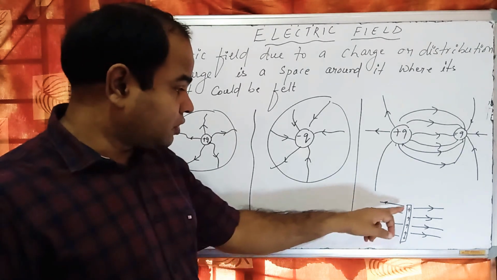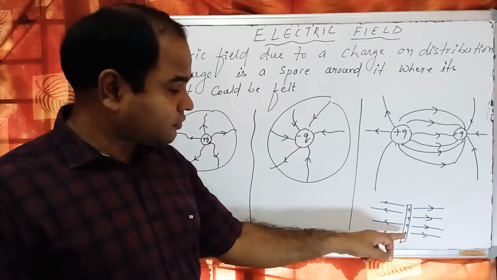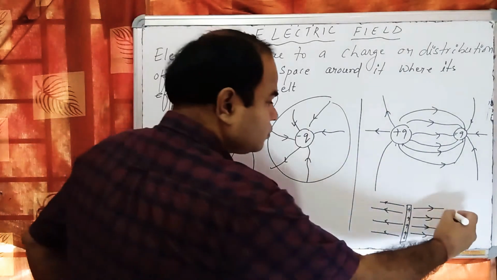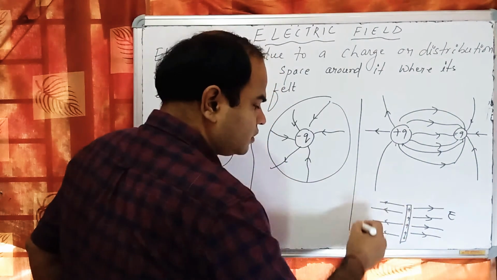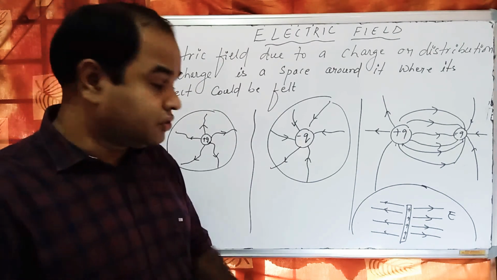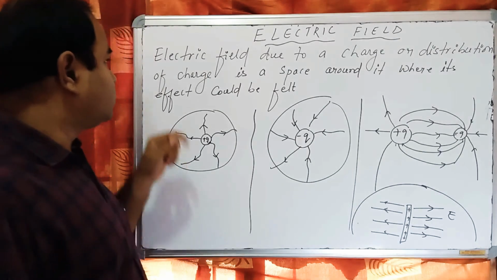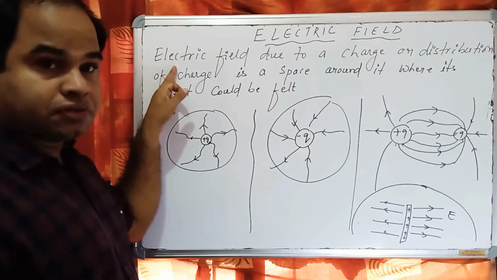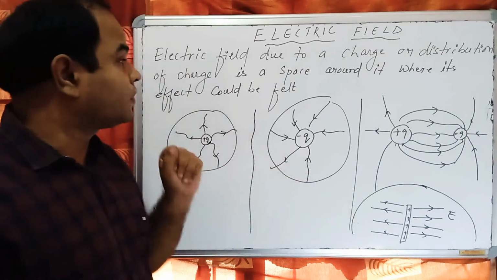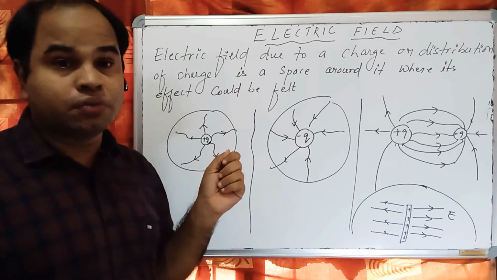If we take a distribution of charge, that is linear charge density, in that case it will produce field lines. Positive, that's why outward. So this region is called the electric field of this charge distribution. Okay, so what is the definition? Electric field due to a charge or a distribution of charge is the space around it where its effect could be felt.